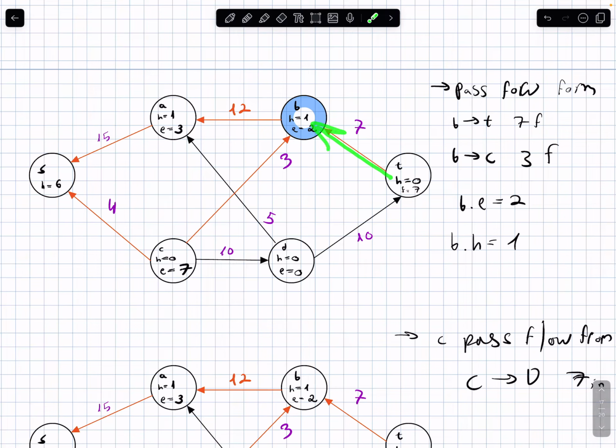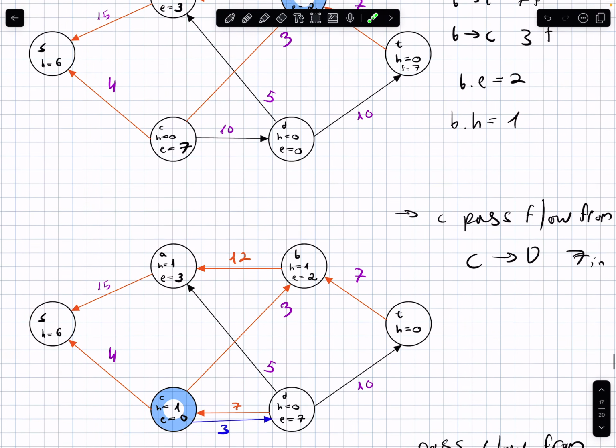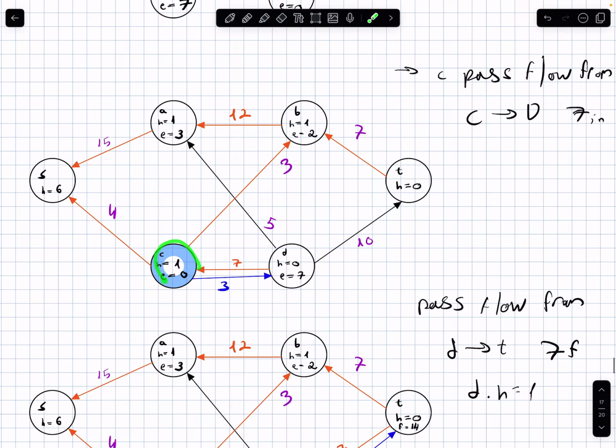So here the residual path, okay, it becomes 7 here. The height will increase to 7. The excess here will increase also to 7. And the height will increase by 1. So it will be the minimum between T and C. So the minimum is 1, the height. And that's it.